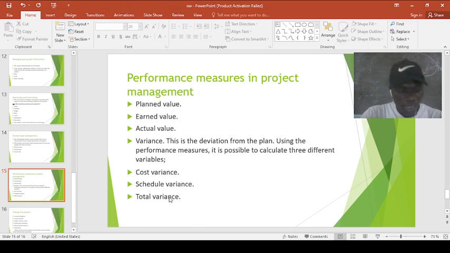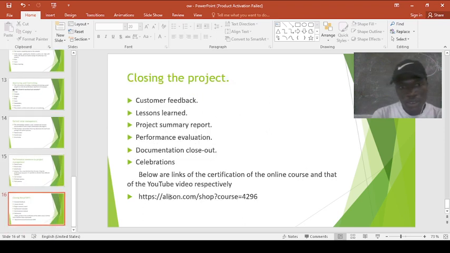We have the cost variance. Cost variance is calculated by subtracting the actual cost from the earned value. And the schedule variance is calculated by subtracting the planned value from the earned value. Then the total variance can be calculated by subtracting the actual cost from the planned cost.